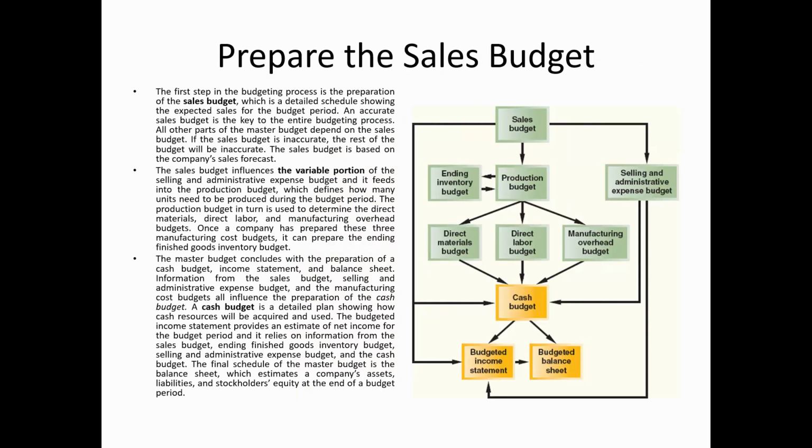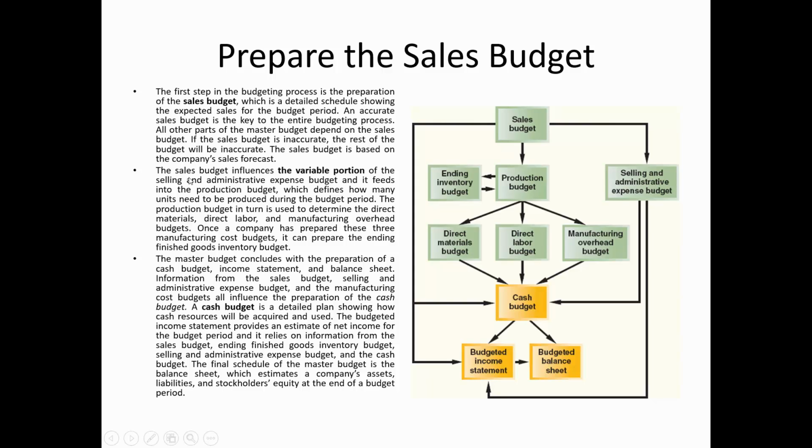Preparing the sales budget. The first step in the budget process is the preparation of the sales budget. This is a detailed schedule showing the expected sales for the budget period. An accurate sales budget is the key to the entire budgeting process. All other parts of the master budget depend upon the sales budget being accurate. If it is inaccurate, the rest of the budget will be so as well. It's based upon the company's sales forecast, which you will get from the marketing department.